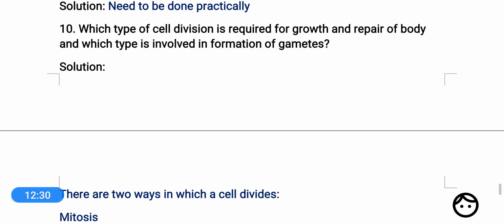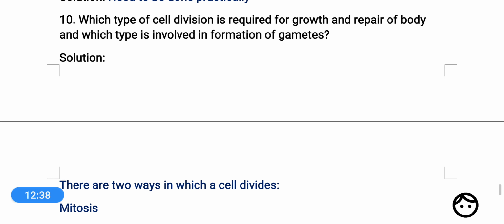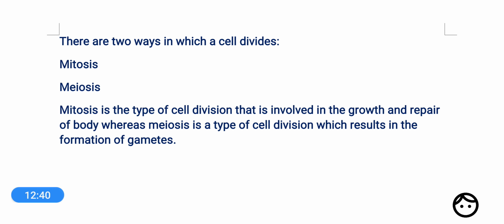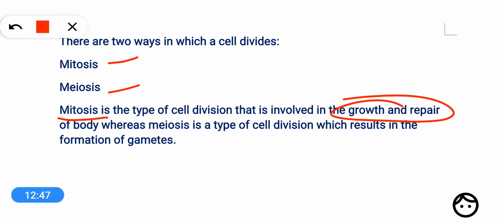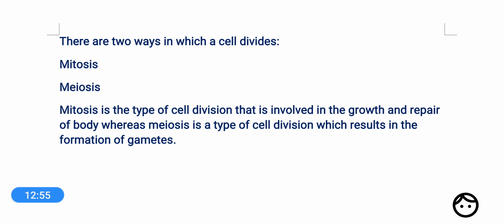Now the last question is, which type of cell division is required for growth and repair of the body, and which type is involved in the formation of gametes? So dear students, in the previous video we discussed mitosis and meiosis. You know, mitosis is required for growth and repair of the cell, and meiosis cell division is done for the formation of gametes. So mitosis for growth and repair, meiosis for gametogenesis or formation of gametes.